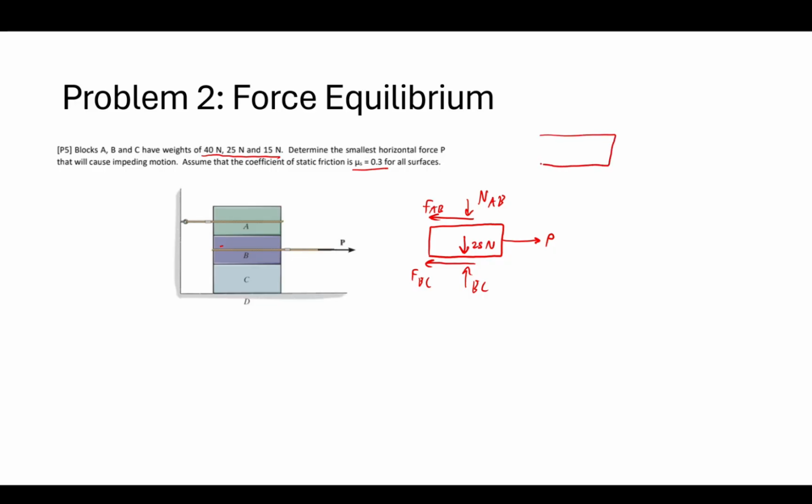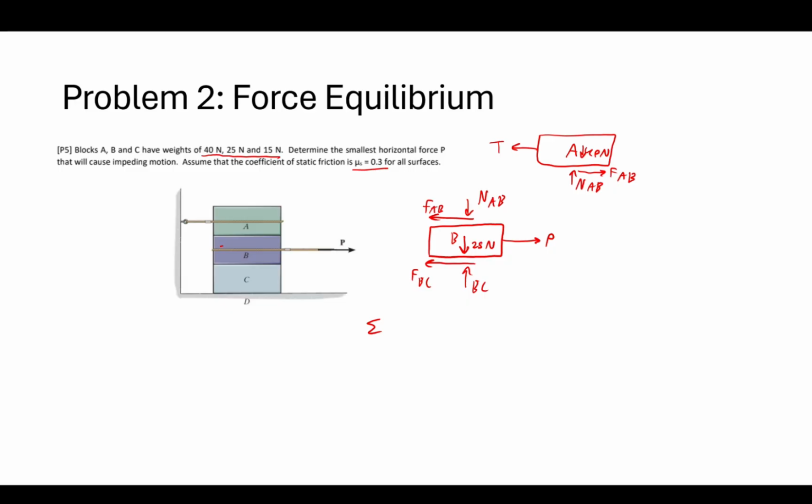Now we want to draw the block at A. We'll see that this is going to be your NAB acting perpendicular this way. And now, since we correctly guessed FAB going to the left in this one, we're going to be guessing it going to the right on this block, because remember, you want these to be canceling out. So when you switch between blocks, you want to make sure that you're drawing your friction forces and your normal forces going the opposite way. We obviously can't forget the weight here, and the weight at A is going to be 40 newtons. Perfect. So now we have everything we need.